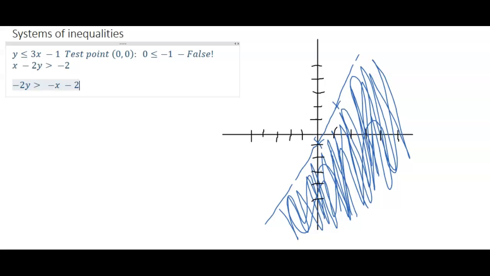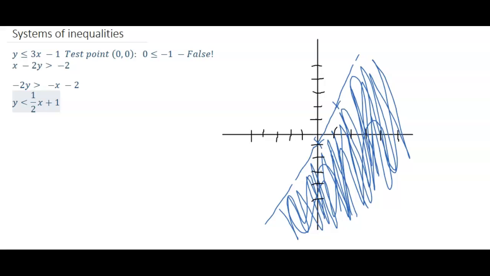And now I need to have y and not negative 2y, so I'm going to divide everything through by negative 2. If you think back to inequalities, when I divide an inequality by a negative value, it switches the direction of the inequality sign. So instead of greater than, it's going to turn around to less than. Negative 1x divided by negative 2 is positive 1/2 x. And negative 2 divided by negative 2 is positive 1. There's my inequality in slope-intercept form.